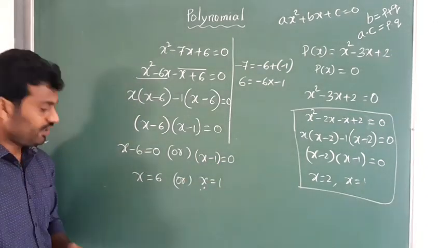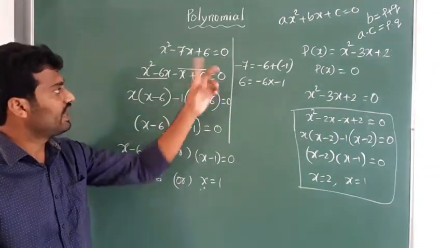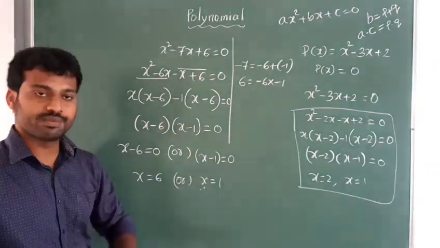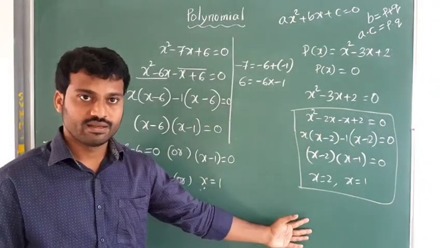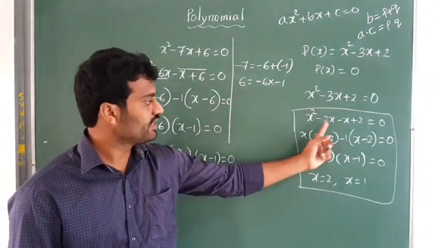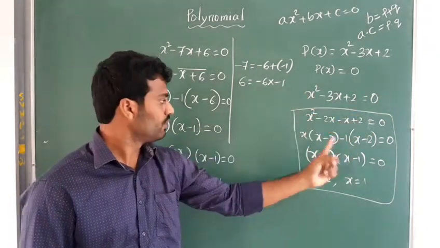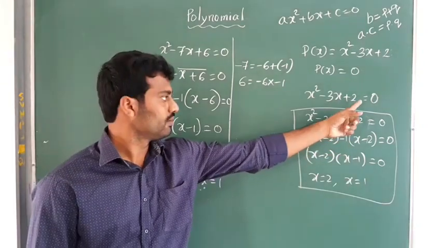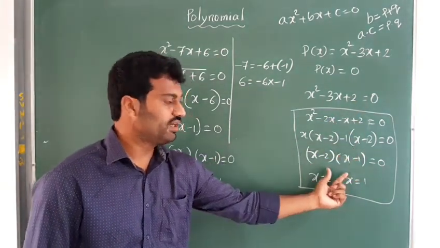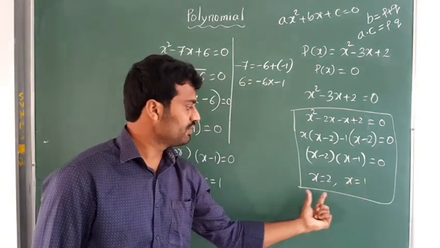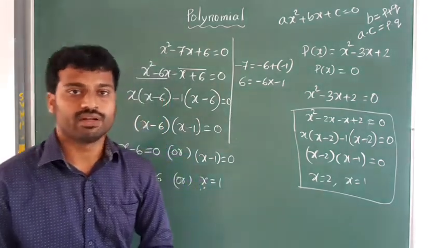If you want, you can substitute x equal to 6, and the value will be 0. If you substitute x equal to 1, the value will be 0. The same thing I will do here. Minus 3, minus 2, minus 1, minus 3. 1 into 2 is 2. Minus 2 into minus 1 is plus 2. Split it. Take x common, and here take minus 1 common. Here the product is 0, so any one must be 0. Directly I will get x is equal to 2, x is equal to 1.